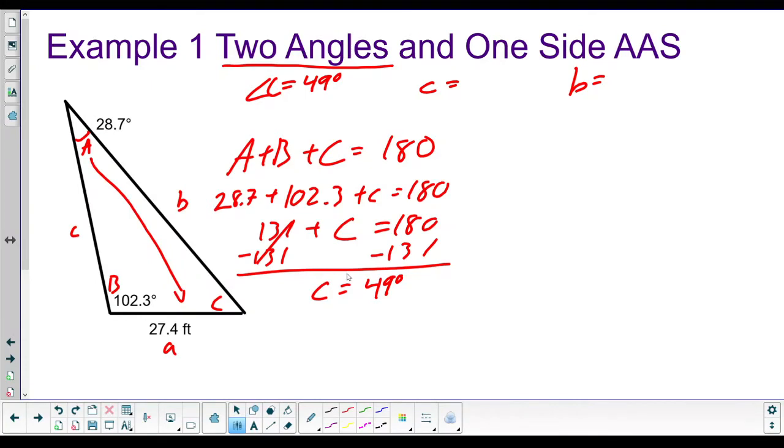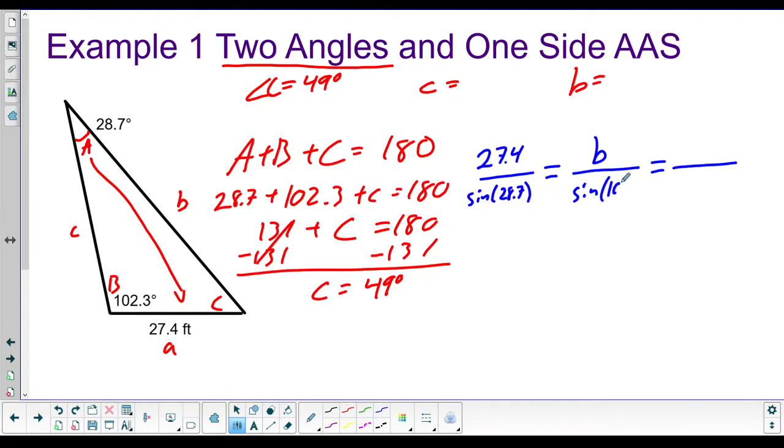So if we go ahead and start setting up our law of sines, just so that we can look at it, observe it, see what's interesting about it, and pick what we want to solve for next. We know side A is 27.4. We know angle A is sine of 28.7. Side B is still a mystery, but we have sine of angle B, which is 102.3. Side C is still a mystery, and sine of 49 degrees.